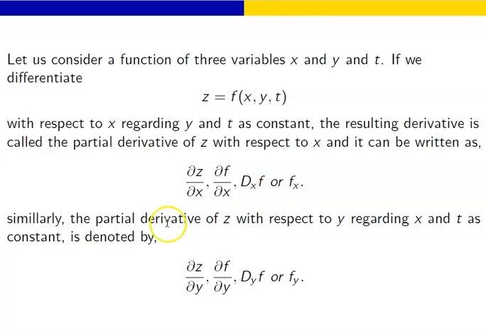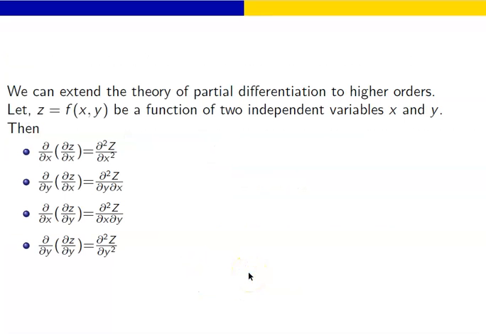On the same line we can find the partial derivative of z with respect to y. In this case x and t are constant. And lastly we can find the partial derivative of z with respect to t. In this case x and y are both constant. So different notations are there for the partial derivative. This is all about the first order derivative.